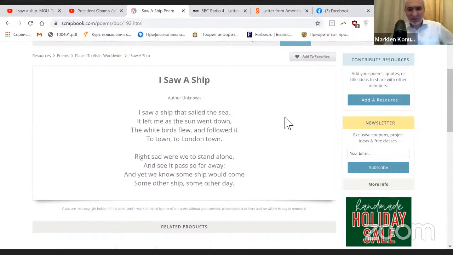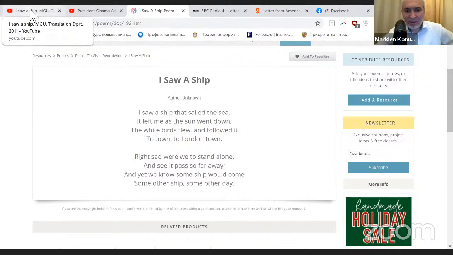to follow later on. I saw a ship that sailed the sea. It left us as the sun went down. White birds flew and followed it to town, to London town. Right sad were we to stand alone and see it pass so far away. And yet we knew some ship would come, some other ship, some other day.